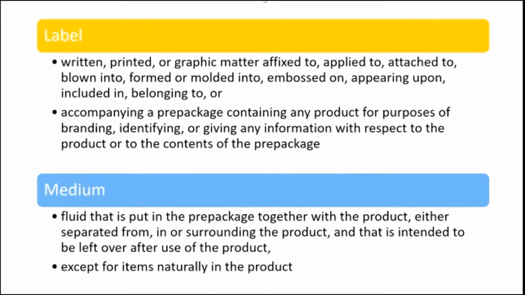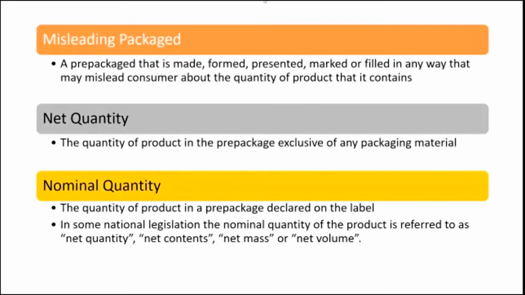We'll continue our terminology. Misleading package. A misleading package is a prepackage that is made, formed, presented, marketed, or filled in any way that may mislead the consumer about the quantity of the product that is contained. So misleading packages are packages that look bigger, or have something in the package that may mislead the consumer, like it's bigger or it has a concave shape, the shape of it, that may not have the same amount of what it said in the label.